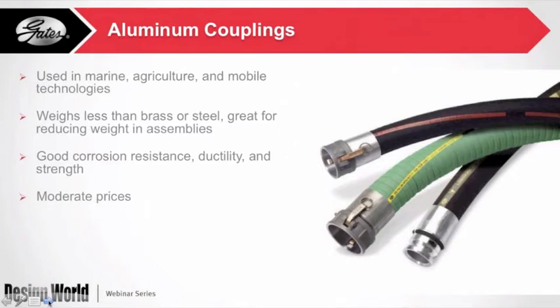You're going to see aluminum couplings used in everything from agriculture to mobile, generally for a lighter hose that's going to be very easy to handle, and it's going to reduce the weight as well as allow for good corrosion resistance and strength characteristics for that particular application. And again, aluminum is a moderately priced coupling, fairly easy to put onto the hose and crimp or attach with band clamps, and meets a lot of use requirements for industrial hoses.